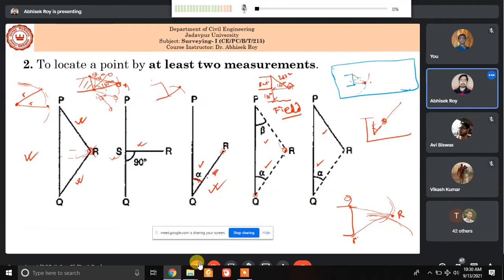Yes, sir. Clear. Okay. Similarly you can do these measurements also.